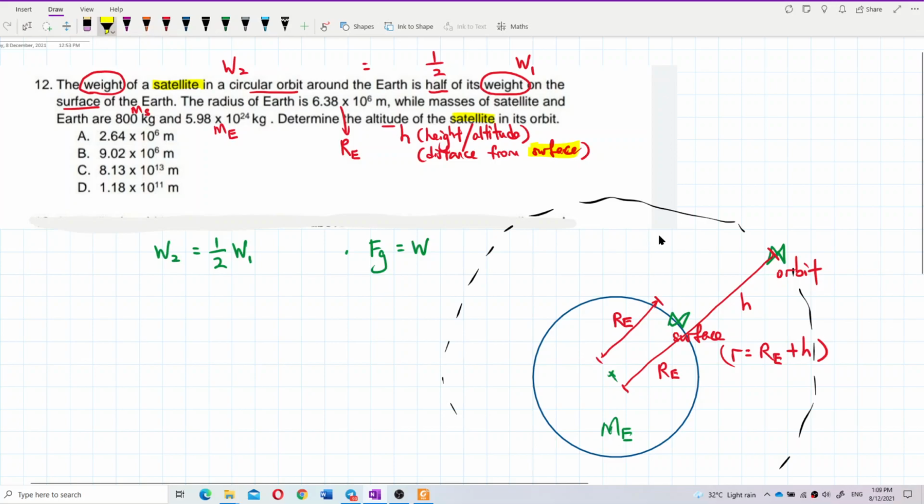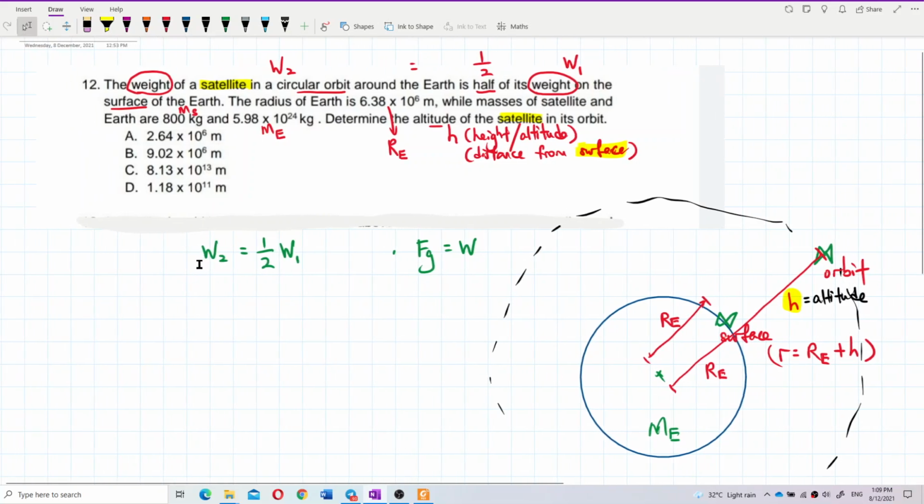This is what we're going to find, this altitude, from the surface to the orbit. That's the altitude. We are going to find this value. Okay, now let's do it. So the gravitational force is the weight.